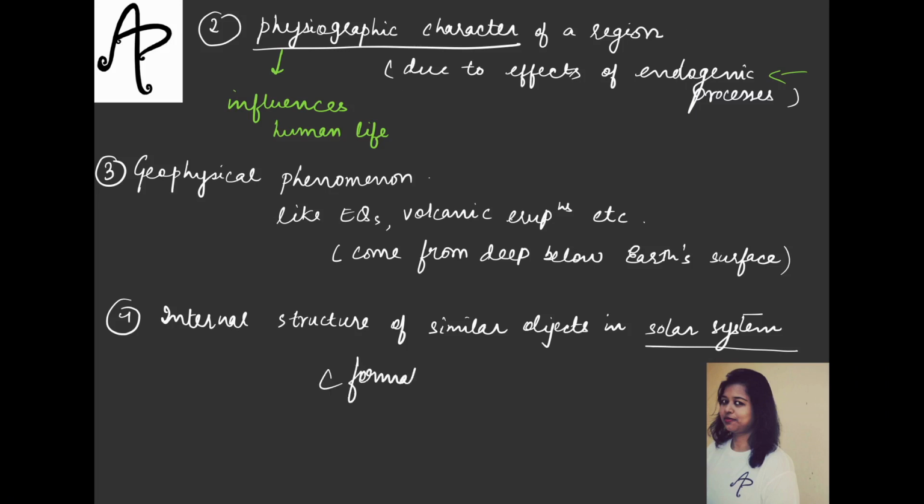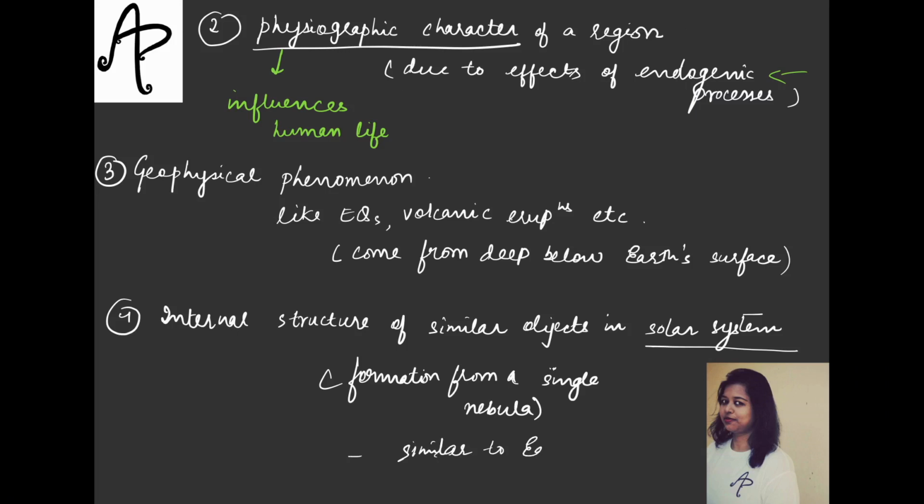Formation from a single nebula which was a cloud of dust and gases. So if, let's say, there are multiple things formed from one particular nebula only, they will have similar characteristics. And now we are not able to explore the entire solar system, that is very difficult. So most of these things are going to be similar to Earth because their mode of formation has been very similar.